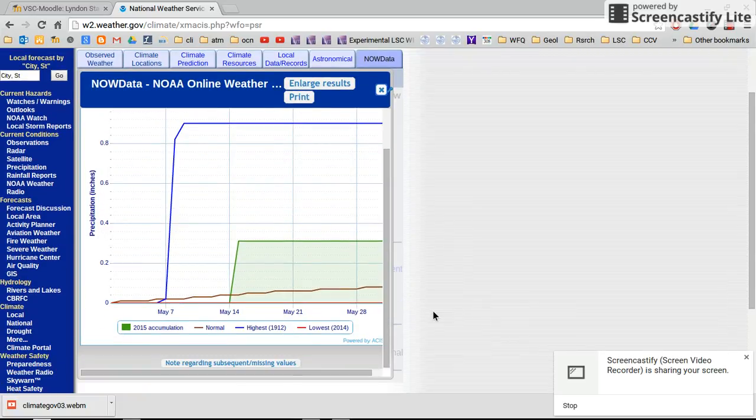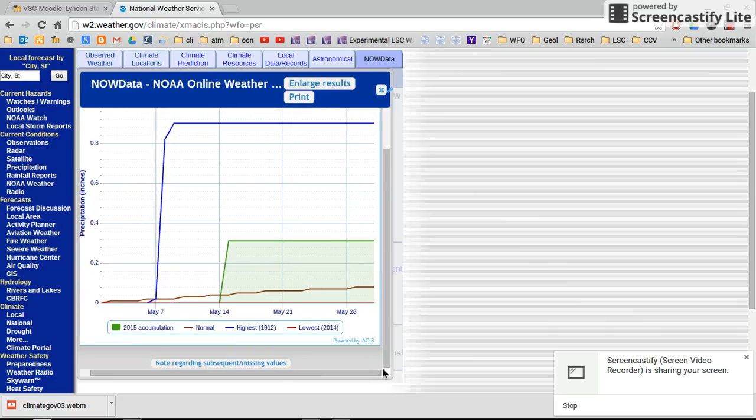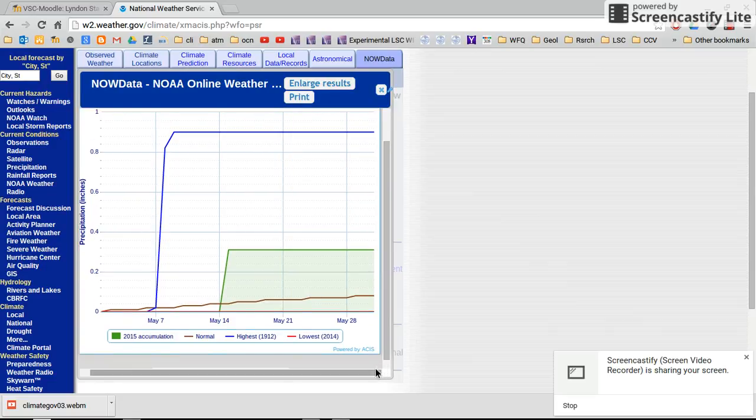So let's look at what everything means here. First of all, we have the normal graph in brown here. And at the end of the month, you'll see that the normal is 0.08. That gradually builds as you get closer to the end of the month, because it accumulates. So what you're doing is spreading 0.08 inches of precipitation over 31 days.